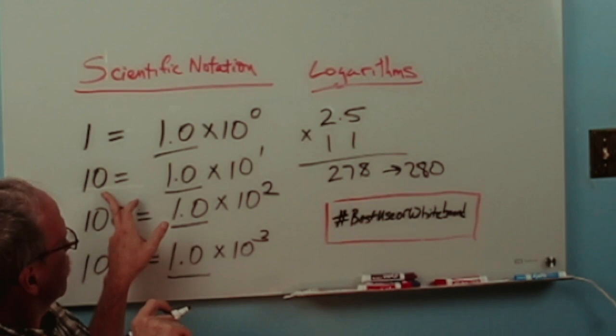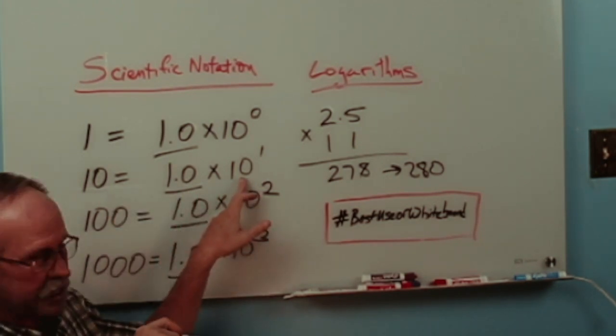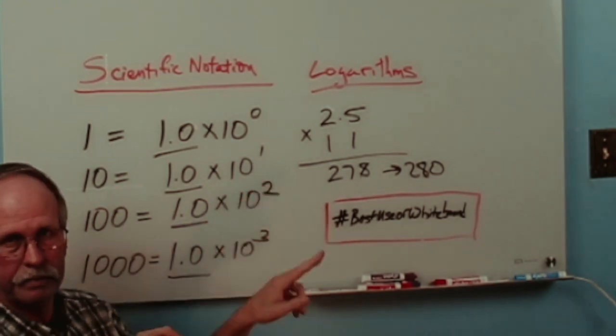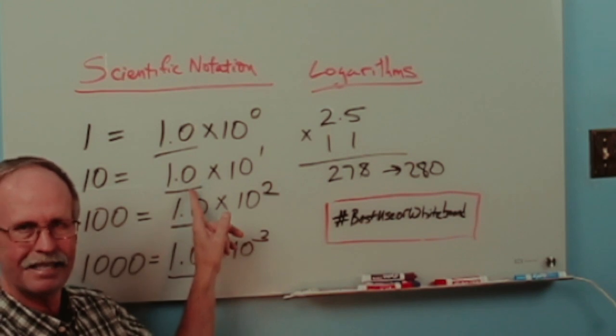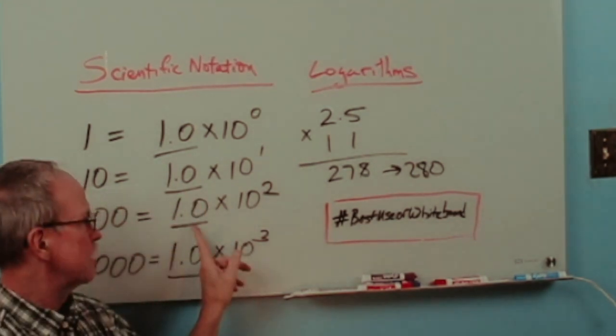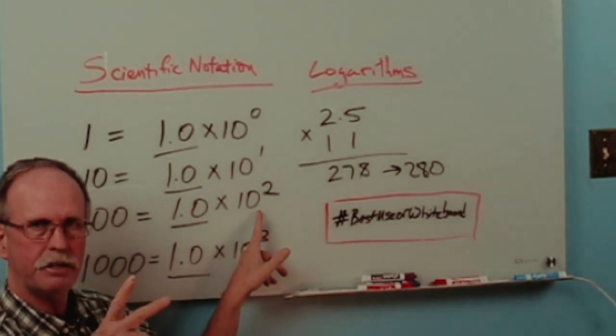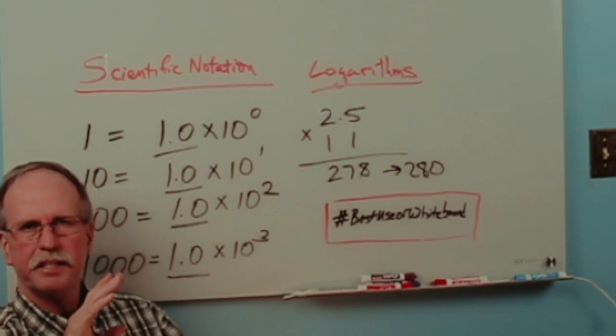Now, when you're dealing with 10, you're dealing with 1.0 times 10 to the power of 1. So basically, whatever you have here, you multiply it by 10 to get the original number. Same thing with 100. That's 1 times 10 to the power of 2. 1,000 would be 3.